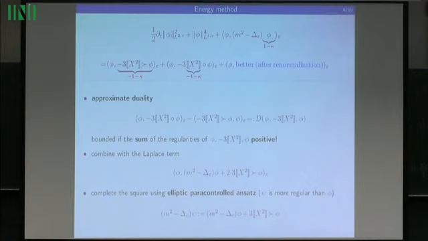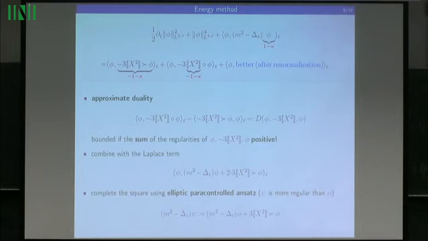So I put them together, I take the Laplace term together with these two, so this is what I obtain. And I consider an elliptic paracontrolled ansatz. So I define psi, which is then supposed to be better than phi, as follows. So there is the Laplace, here I have also the Laplace, and here I have the paraproduct. So it's basically, you take this term, plug this in, and you complete the square.